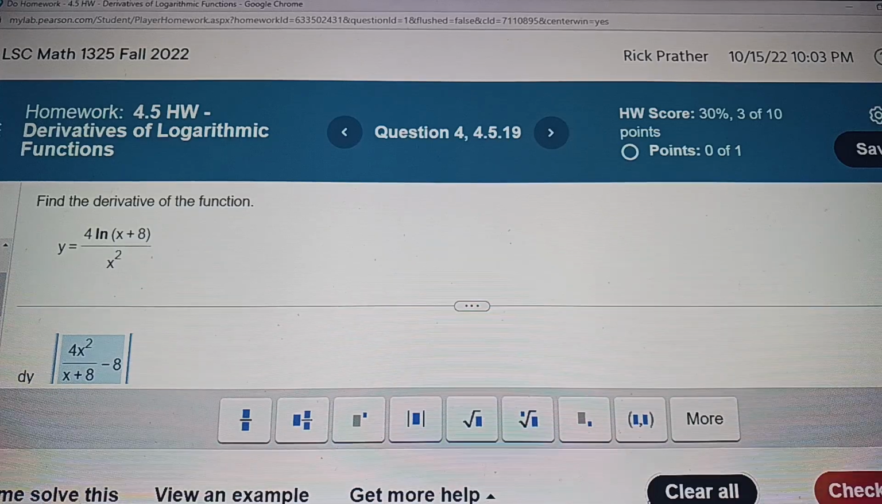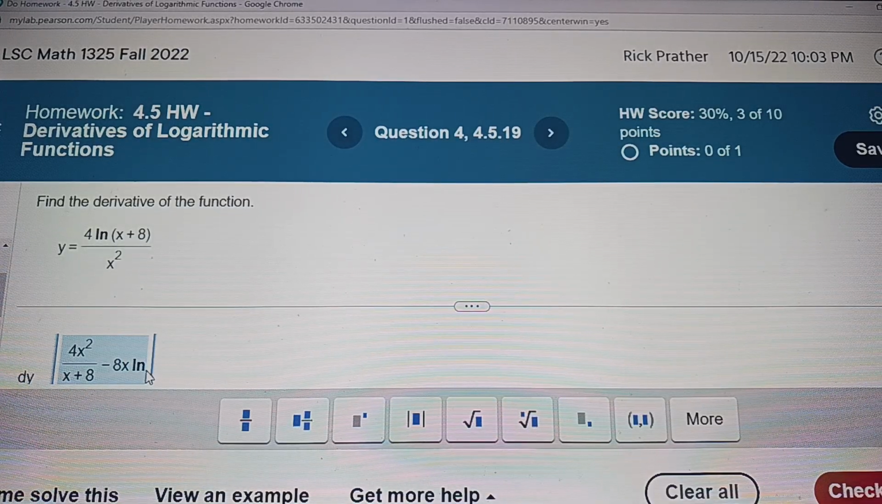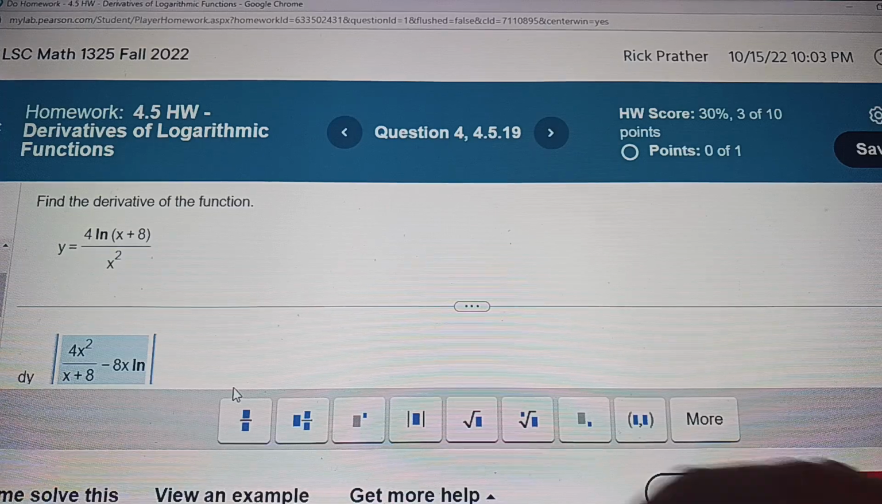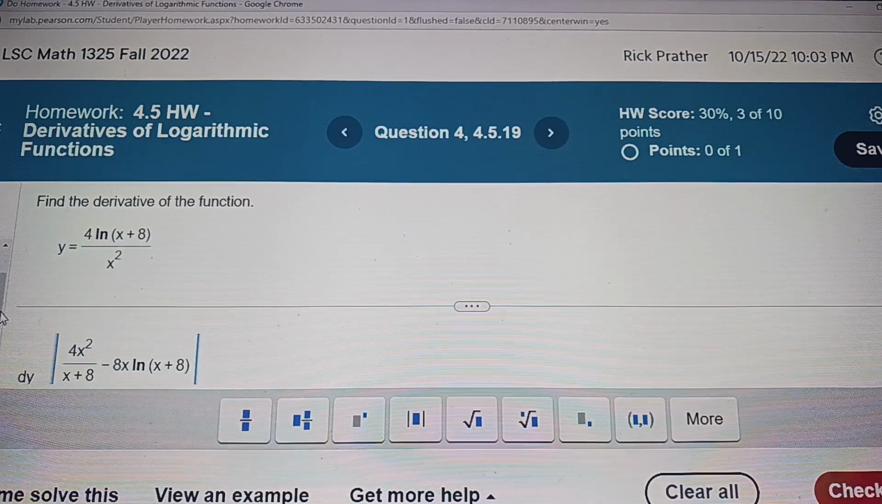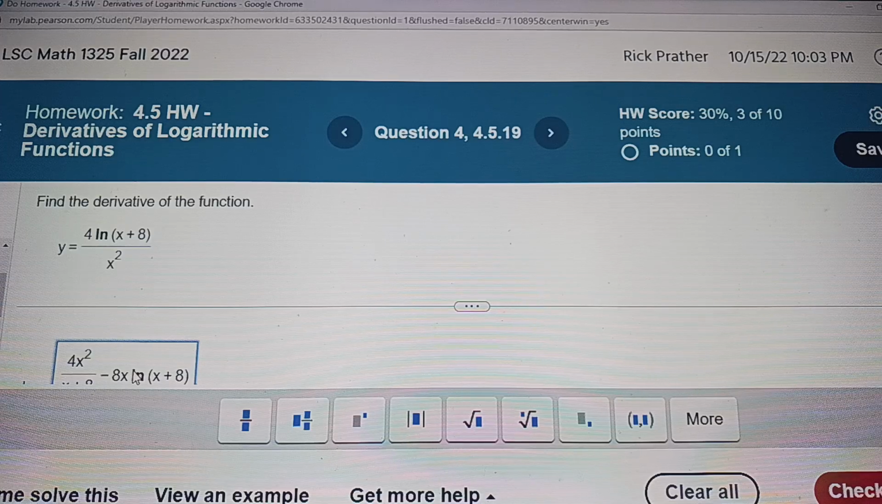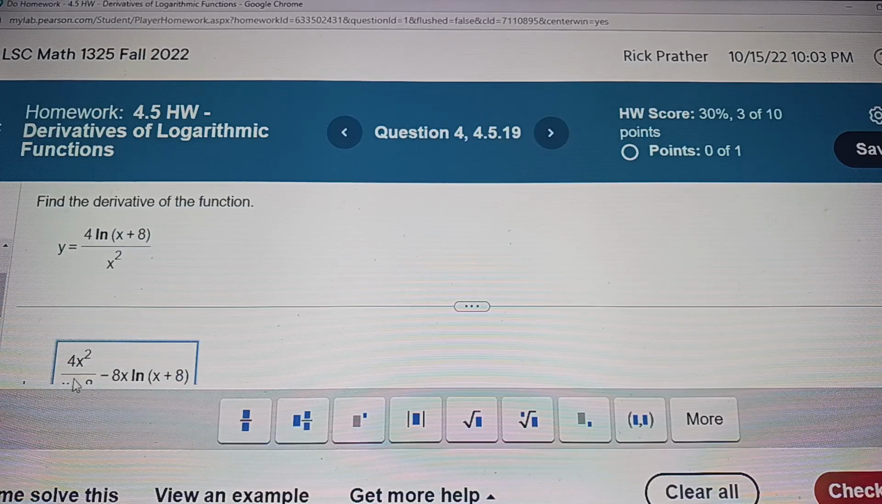minus 8x ln. See how when I hit ln it bolds it? And then x plus 8, and I'm going to wait a minute on checking if it'll take log base e, just because I'm not sure if they're even going to take this answer. And then over x to the 4th in the actual denominator. So this is an equivalent answer, but they might not like this fraction right here.